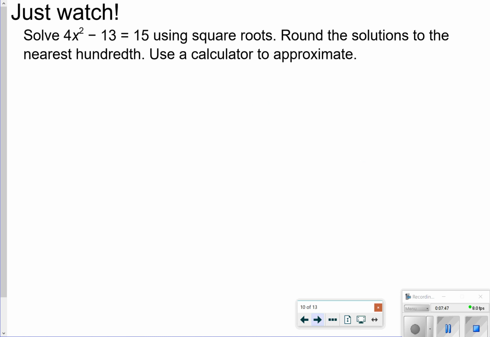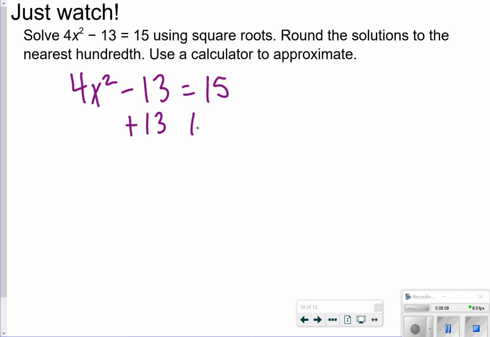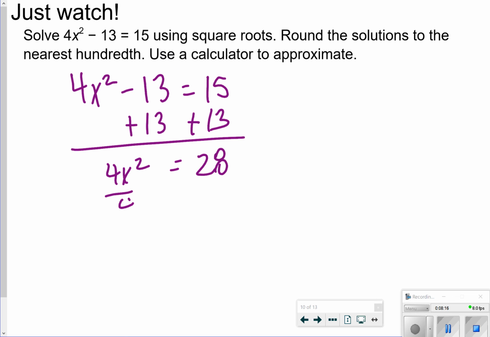The last few we're going to look at is what happens when we need a calculator to approximate a square root. So you're going to solve the same exact way that you've been seeing, but you're going to notice that you don't get a perfect square. And we're going to be rounding to the nearest hundredth as well. So I'm going to take this equation, 4x squared minus 13 is equal to 15, and try to get x by itself. I'm going to add 13 to both sides first, and I get 4x squared is equal to 28. And then when I divide by 4, I get x squared is equal to 7.